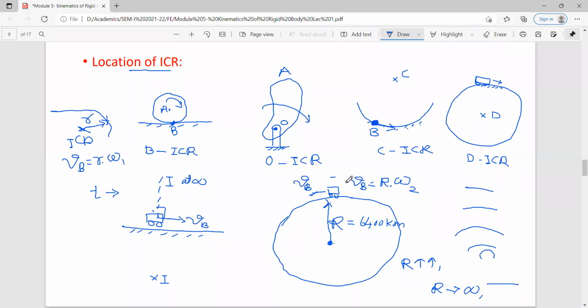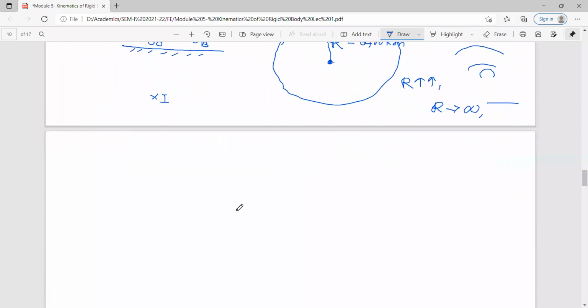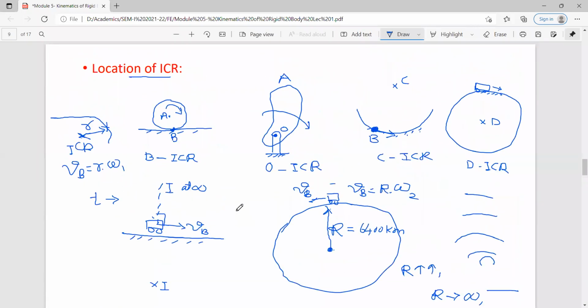Are you getting it? Yes, sir, understood. Yes. Okay. So let us move to the next point then. Sir, yes sir, I had a doubt, sir. In this, that means we are considering the tangential velocity to be absent, right?